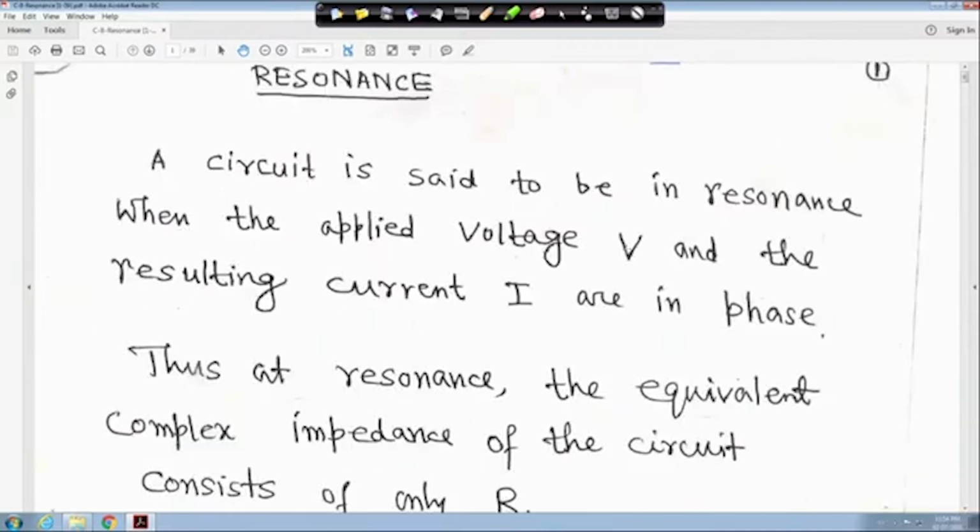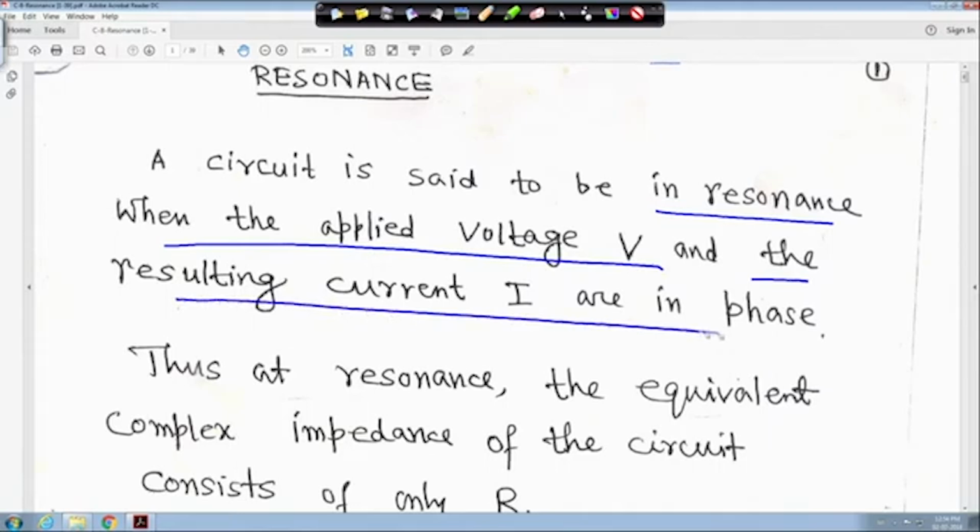Now we will go to the resonance circuit, and then you will see the maximum power transfer theorem for single phase AC circuit. A circuit is said to be in resonance when the applied voltage V and the resulting current I are in phase. When V and I both are in phase, a circuit can be said to be in resonance.